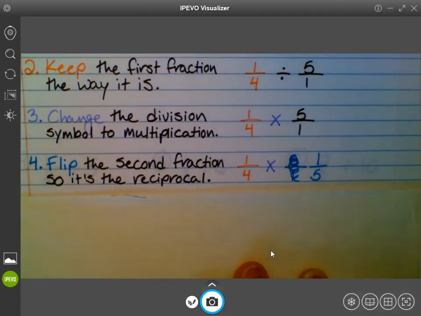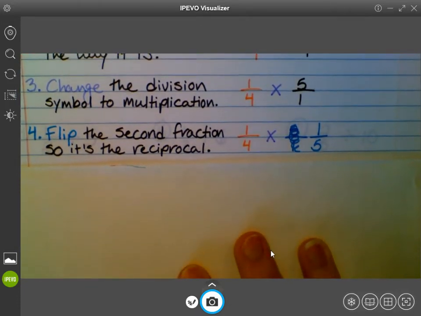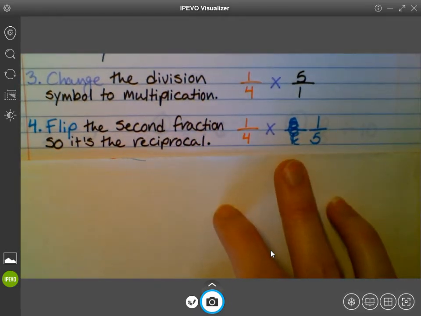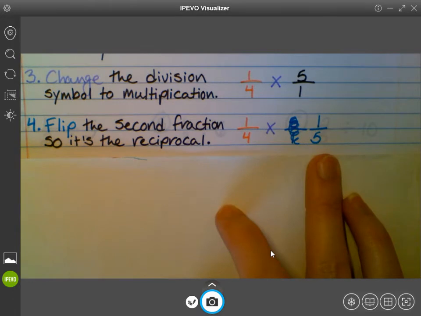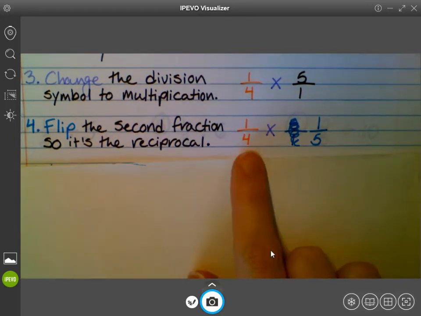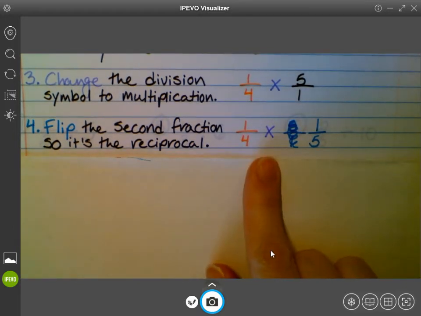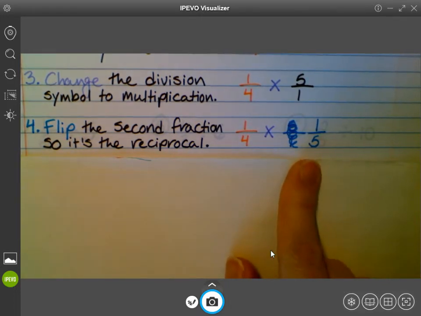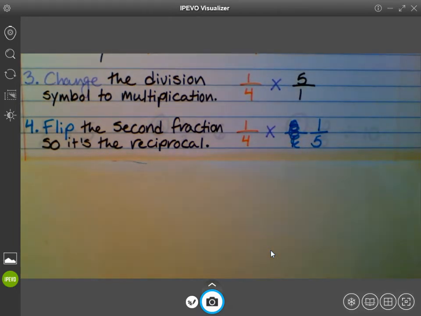What's kind of funny is when I was creating these notes, I wrote flip the second fraction so it's the reciprocal, and then I just rewrote 5 over 1. It was kind of silly. So I had to cross it out. It's 1 over 5 now. So you flip the second fraction so it's the reciprocal. So 1/4 stayed the same. We changed the division symbol to multiplication, and that, our 5 over 1 became 1 over 5, or 1/5. Again, give me a thumbs up when you're ready.